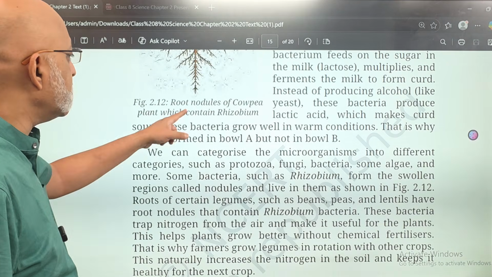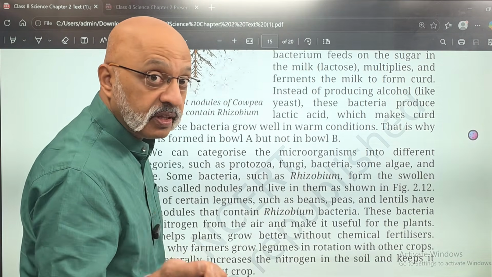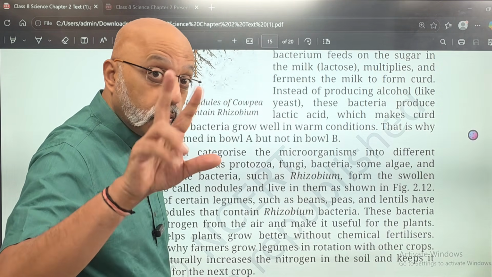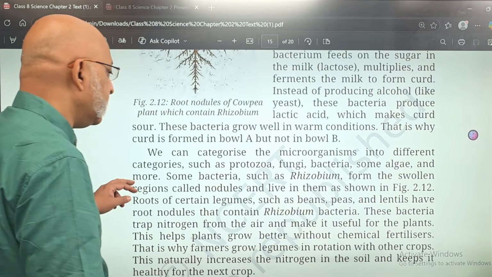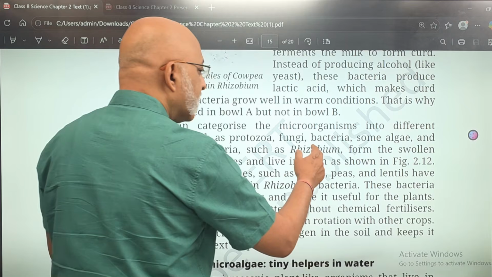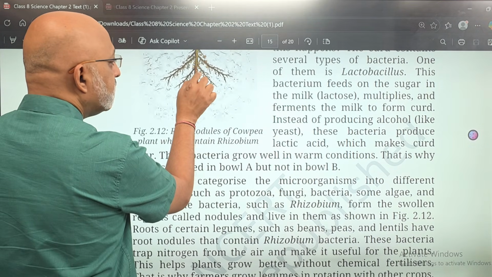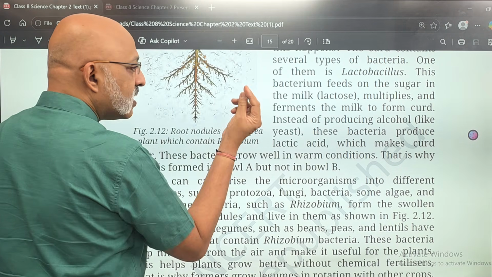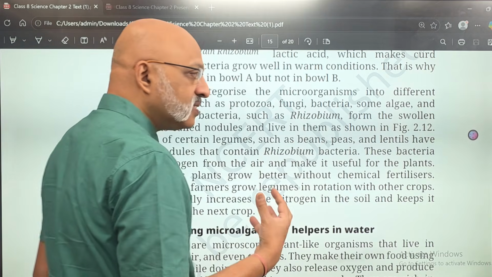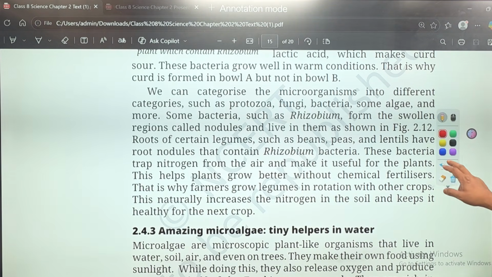Now, the other thing is the root nodules of a plant which contain rhizobium, which is again something which you studied in social science in class 7. Okay, your part 2 book, The Story of Indian Farming, we studied that in there. So you have some bacteria called rhizobium forming these swollen regions called nodules. You are seeing this kind of enlarged portion. These contain bacteria called rhizobium. What these do is something very significant because they are very useful as far as agriculture is concerned, and that's what I told you.